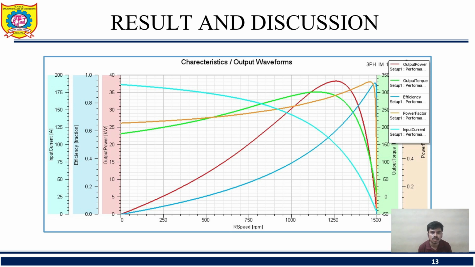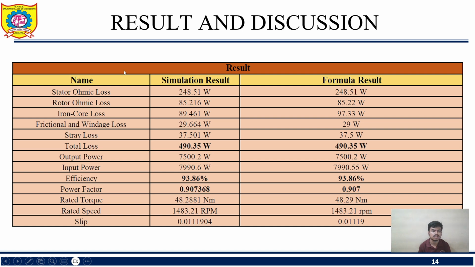In the results and discussion, this graph mainly indicates the performance characteristics of a three-phase induction motor across varying speed from 0 to 1500 RPM. This is the result we have obtained. The efficiency we obtained is 93.86 percent, which is very good.